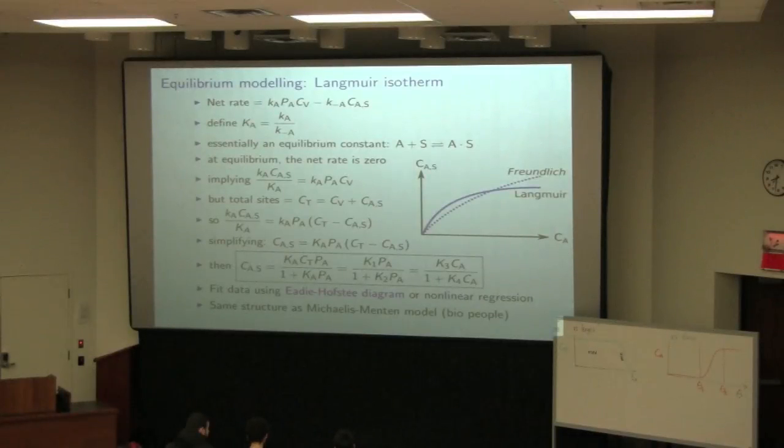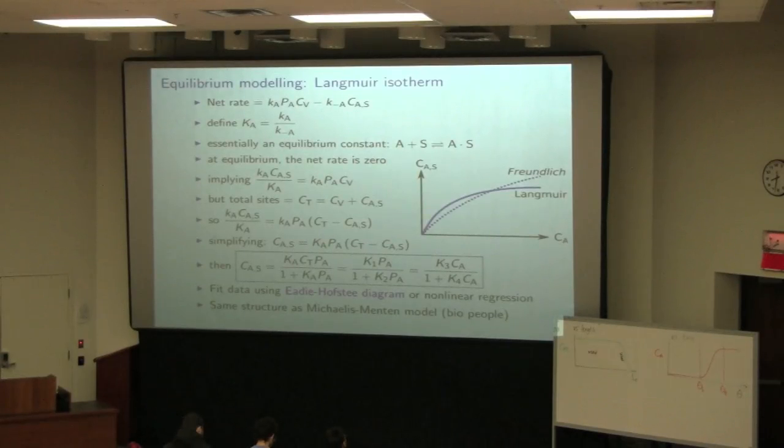So just a quick recap then of what we covered on Friday. We looked at deriving three models, in fact, the Linear model, the Langmuir model, and the Freundlich model for relating the various concentrations that we can measure in the adsorption system. So we have two particular concentrations that we're interested in.